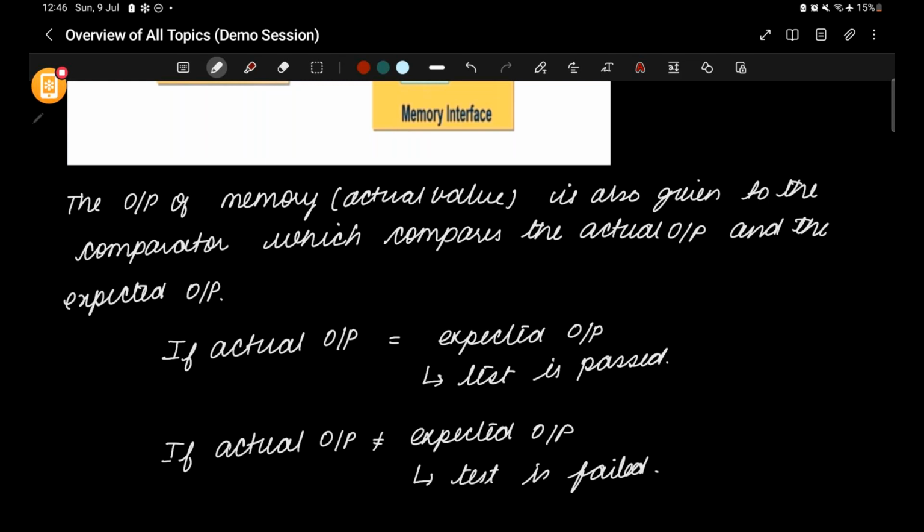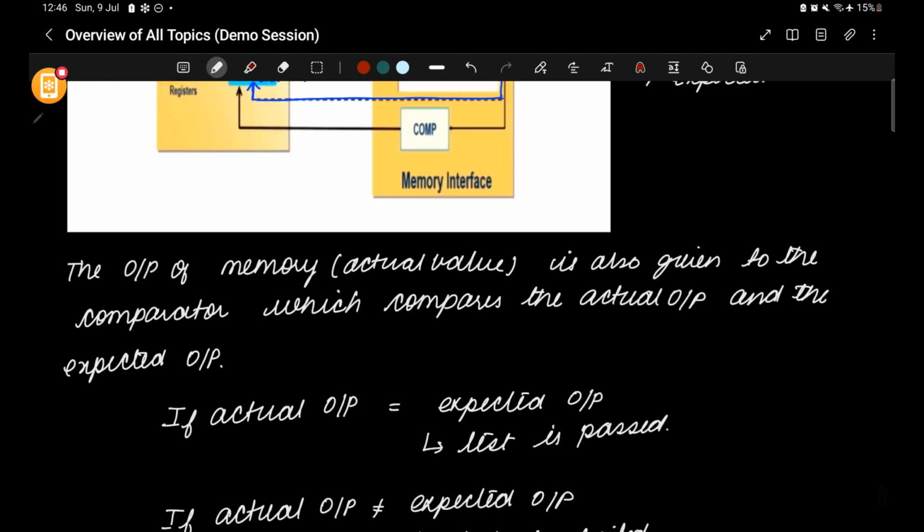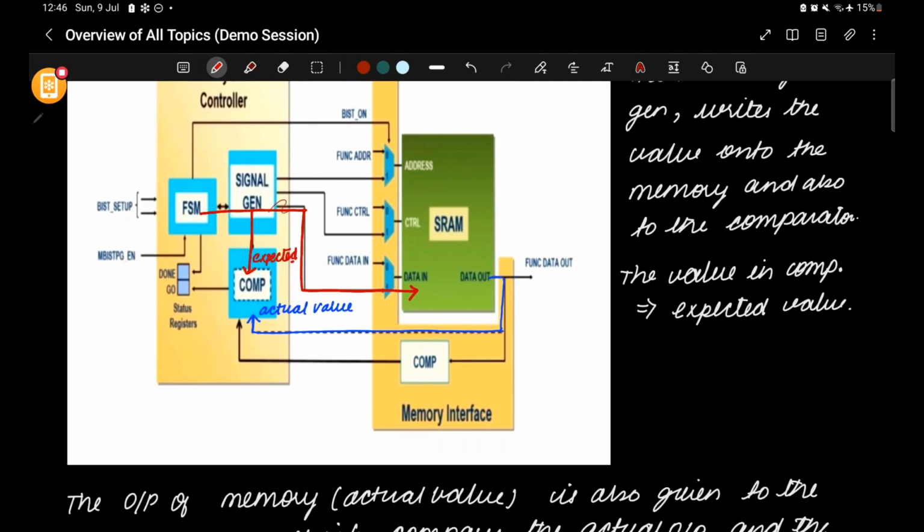Just as an example, say the signal generator and FSM have written a value 0 into this memory cell, and in the comparator also 0 is expected, but there is some fault in the memory, like some coupling fault. Because of which, whatever 0 has been written suddenly got changed to 1. There will be various faults, coupling faults, because of which the value 0 written onto the memory has changed to 1.